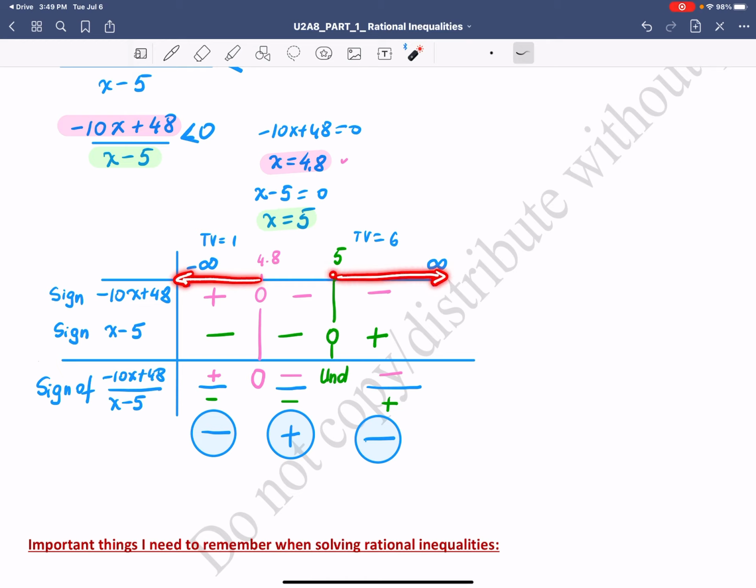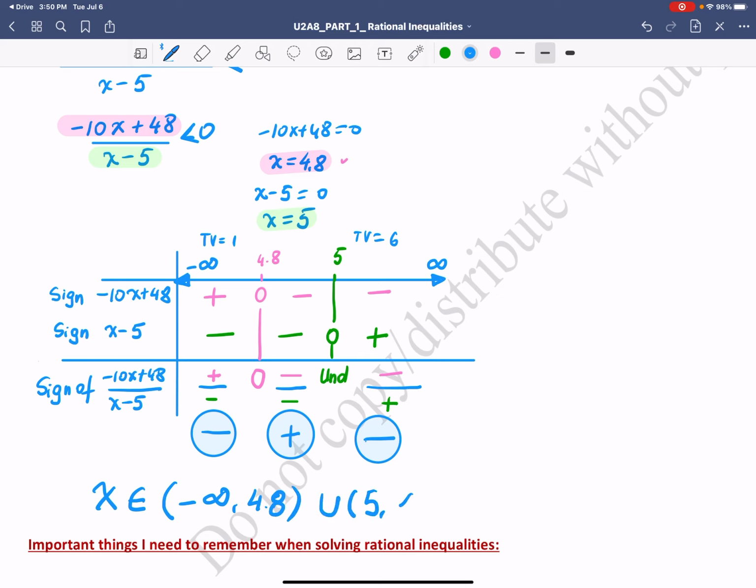Now, do we want the rational expression to be 0? Let's take a look at this. It says just less than, so not equal to 0, which means that 4.8 and 5 must be left out of the solution. 5 obviously is a value of x that makes the expression undefined, so no matter what, it will be outside the solution. And we'll say that the solution in this case would be the interval from negative infinity to 4.8, joined by the interval 5 to infinity.